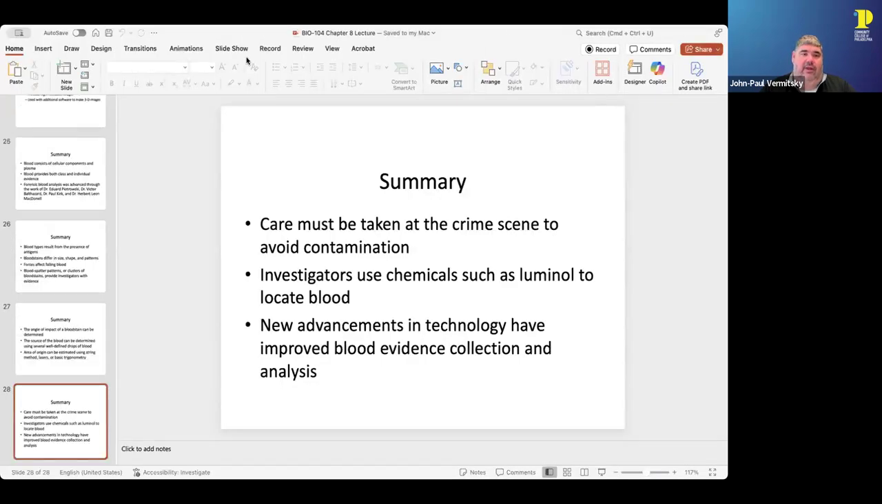Okay, that is it for this chapter. There might be some calculations that you might need to do. Those formulas are in the text. The primary one is the one that we talked about earlier today in this lecture.